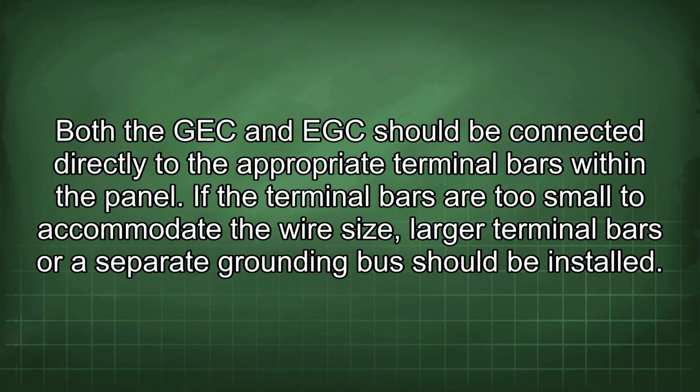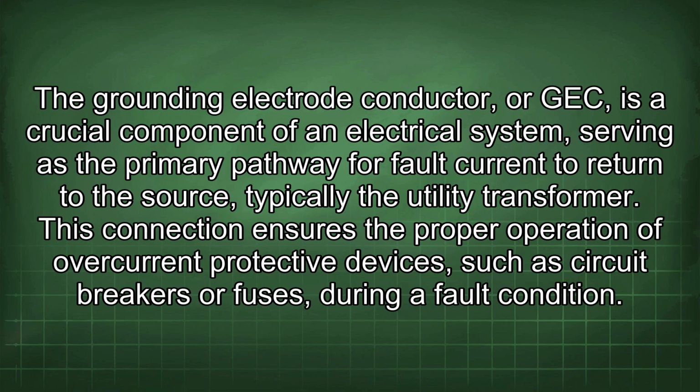Both the GEC and EGC should be connected directly to the appropriate terminal bars within the panel. If the terminal bars are too small to accommodate the wire size, larger terminal bars or a separate grounding bus should be installed. The grounding electrode conductor, or GEC, is a crucial component of an electrical system, serving as the primary pathway for fault current to return to the source, typically the utility transformer. This connection ensures the proper operation of overcurrent protective devices, such as circuit breakers or fuses, during a fault condition.